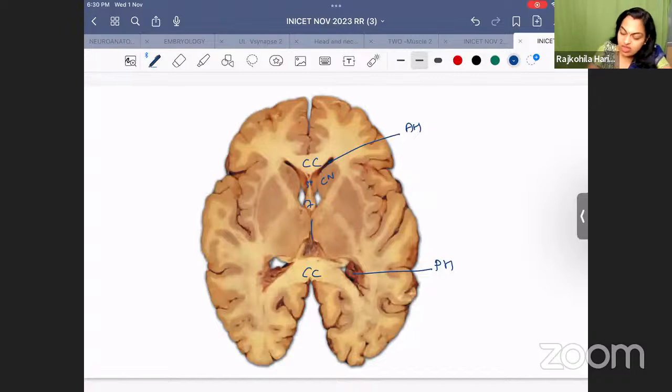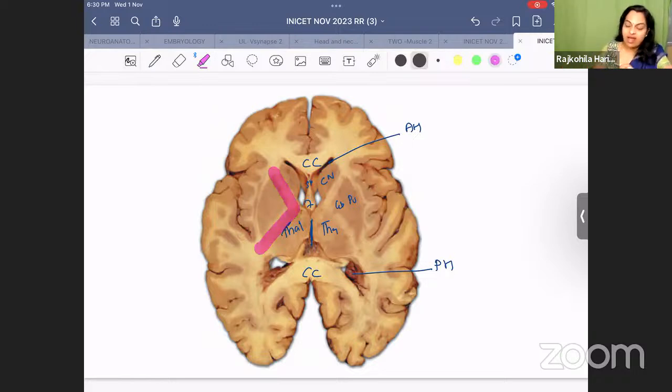This is the region of the third ventricle. Either side of the third ventricle, the gray matter that you see here will be the thalamus. You can make out the lentiform nucleus, the outer putamen and inner globus pallidus. So where is the internal capsule now? This is the internal capsule. What are the parts of the internal capsule? It has the anterior limb, posterior limb, genu, and the retrolentiform and sublentiform parts.